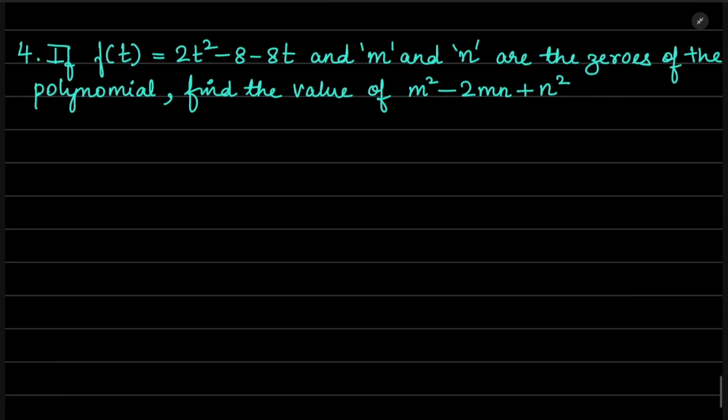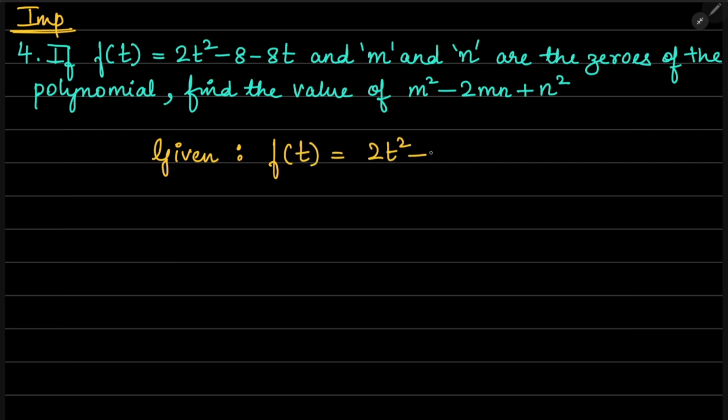If f of t equal to 2t square minus 8 minus 80, and m and n are the zeros of the polynomial, find the value of m square minus 2m plus n square. Again, a very, very important question. Let us do it together. First of all, let us write what is given. Given is nothing but your polynomial f of t is equal to 2t square minus 80.